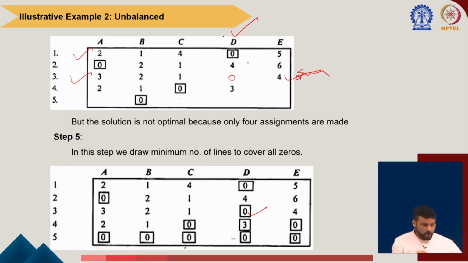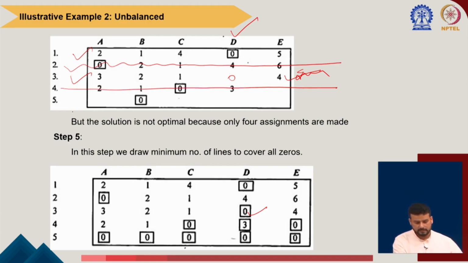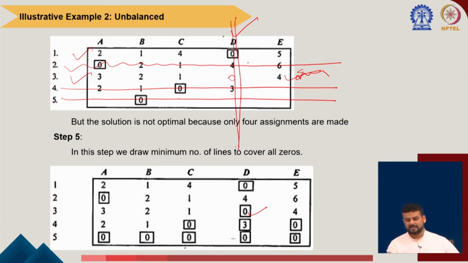Now we need to draw the minimum number of lines through all unmarked rows. What are unmarked rows? In these lines we need to draw through unmarked rows. This is also unmarked, this is also unmarked, right, and marked columns. So these are the minimum number of lines, right? How many lines? 4 lines we have drawn. Done.